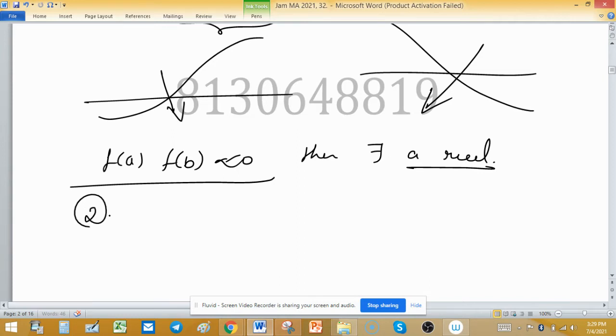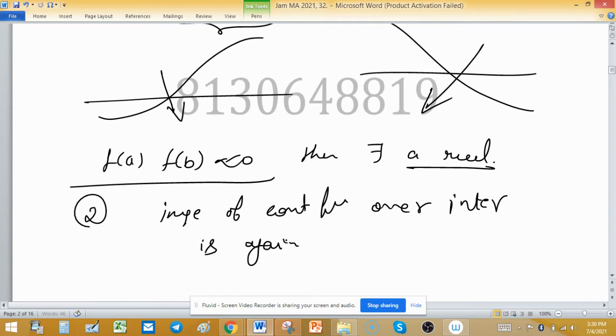And the second thing is about the image of the endpoints. The image of a continuous function over an interval is itself an interval. This is the second corollary you can study here.